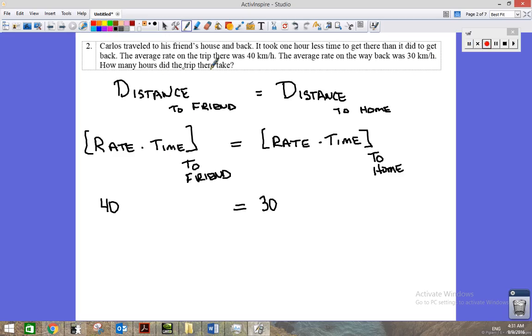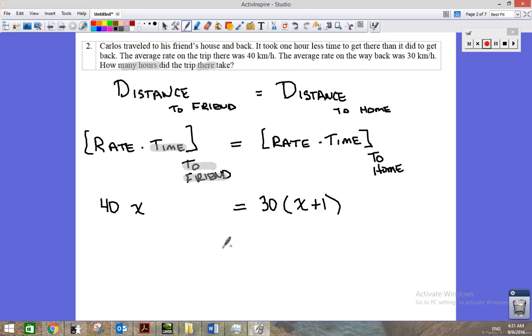How many hours did the trip there take? So they want us to find how many hours is the time, and there means to his friend's house. So let's let that be the variable, x. And it took 1 hour less time to get there. So this was the smaller number, the less time. This is more time to get home because you're going slower. How much more time? It says 1 hour, a 1 hour difference.